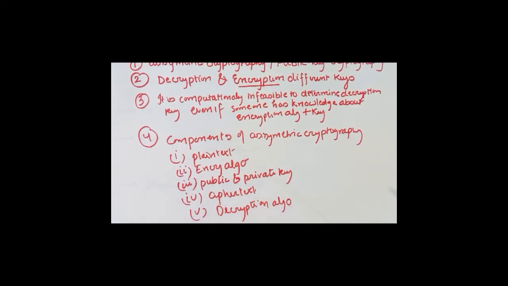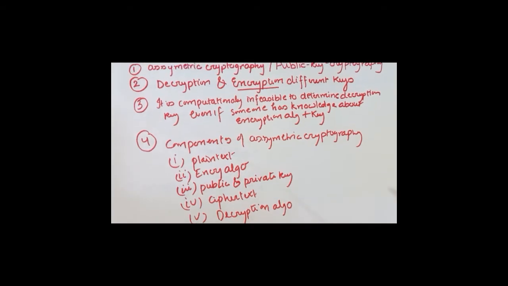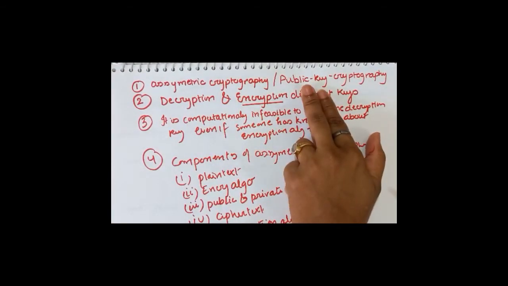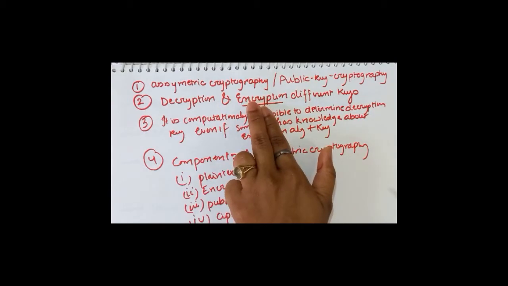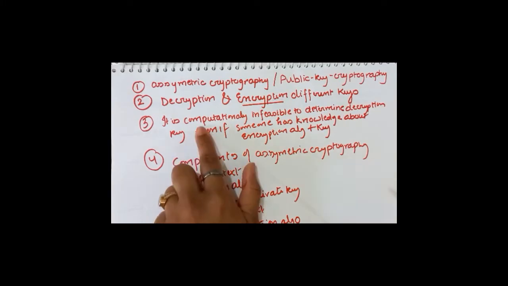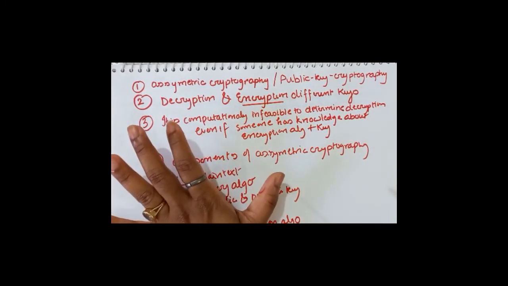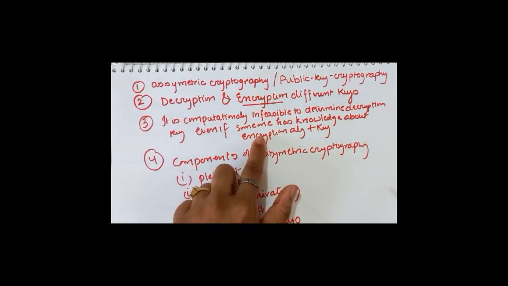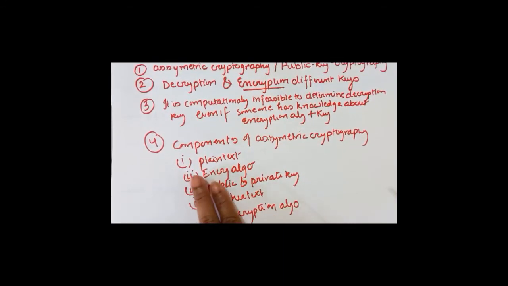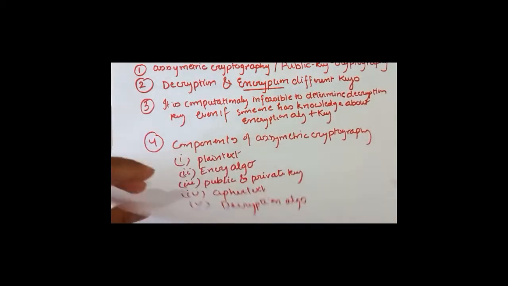So I hope nobody has a problem till here. So this is all about asymmetric cryptography. Asymmetric cryptography is also called public key cryptography. The decryption and encryption in asymmetric cryptography use different keys. It is computationally infeasible to determine the decryption key even if someone has knowledge about the encryption algorithm and key. And the components of asymmetric cryptography are the plain text, encryption algorithm, two different keys, public and private, ciphertext, and decryption algorithm.